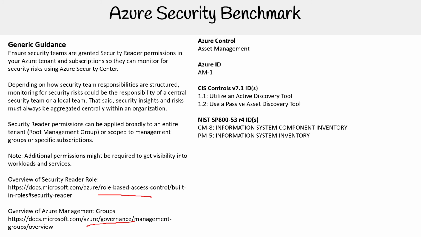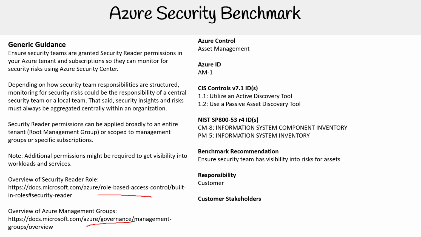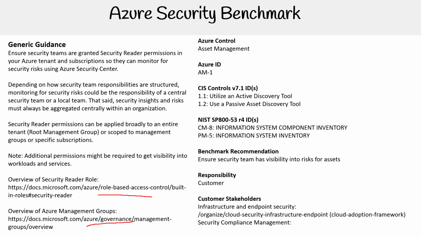So the idea is they're saying, yeah, we have this control in our system, but they map over to these well-known ones so you know you can trust them. Then there's the benchmark recommendation. Then there's responsibility. Here it says the customer, and then there's customer stakeholders, and that points over to the Cloud Adoption Framework. So, you can open it up and give it a read. It's not super fun, but this pretty much is the gist of it, okay?